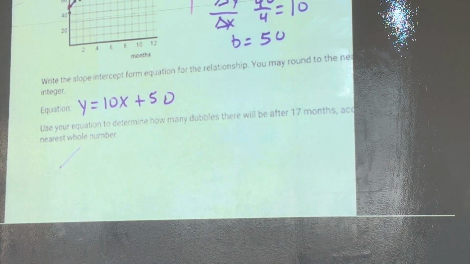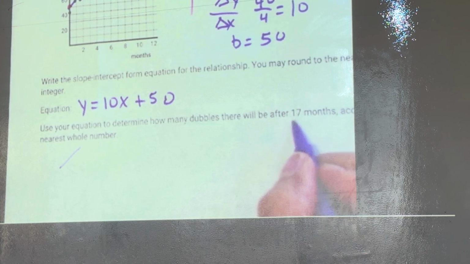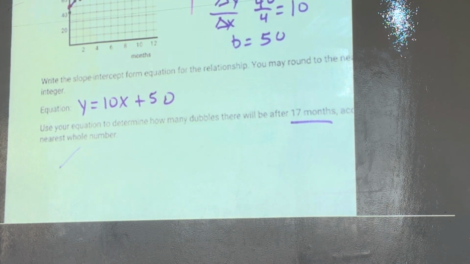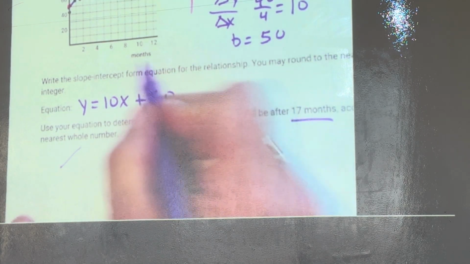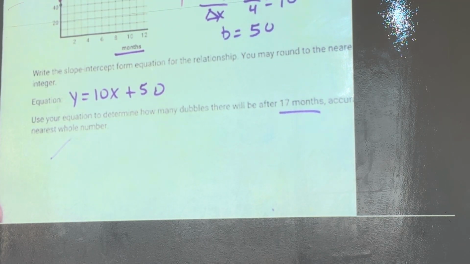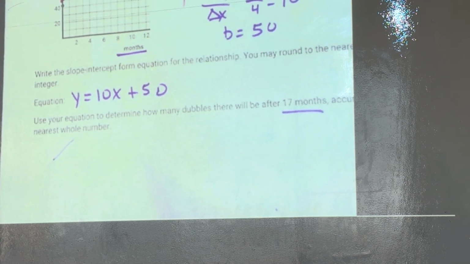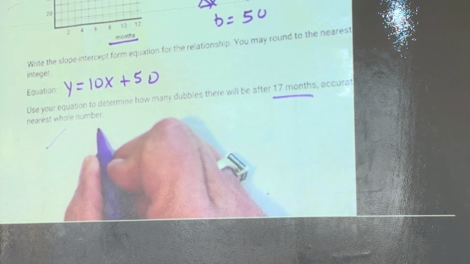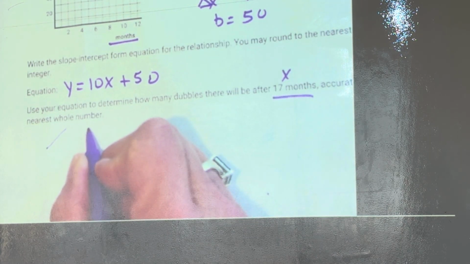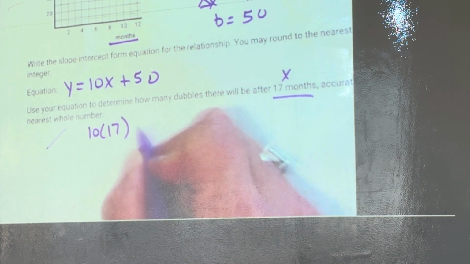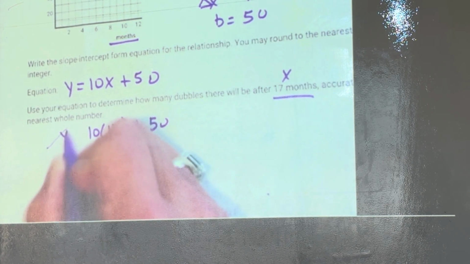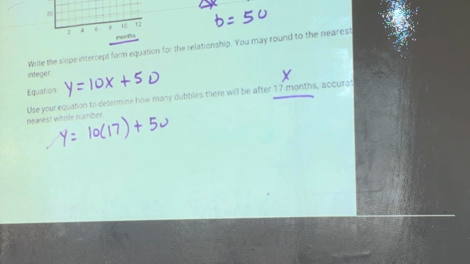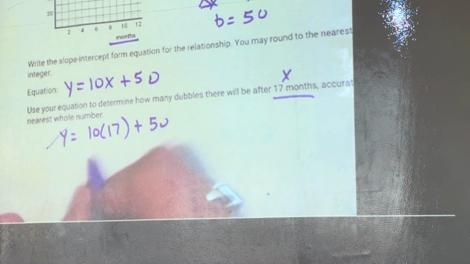Use your equation to determine how many doubles there will be after 17 months. So what is the 17 months, X or Y? X. And how do I know? From the graph. My X is on the bottom. So I'm going to put 17 in for what? X. So 10 times 17 plus 50. What do we get? 220. I agree. 170 plus 50, yep, 220.